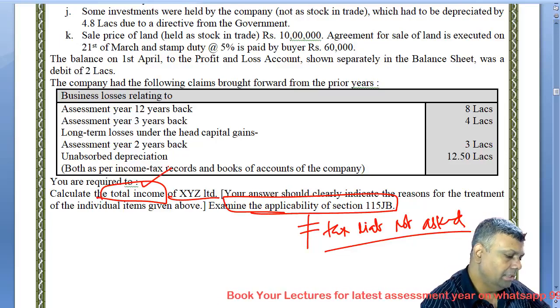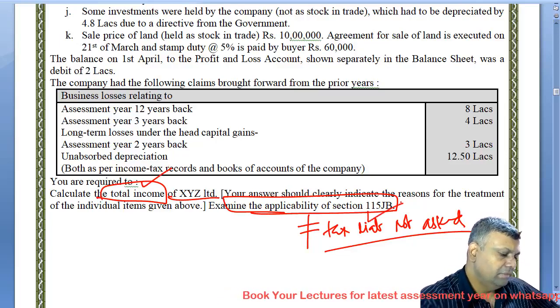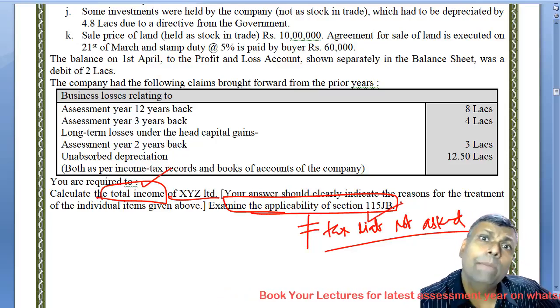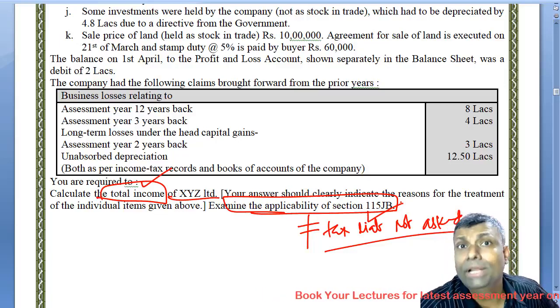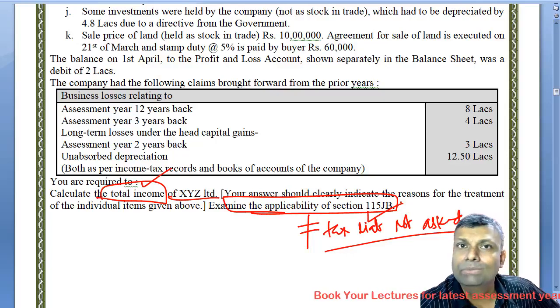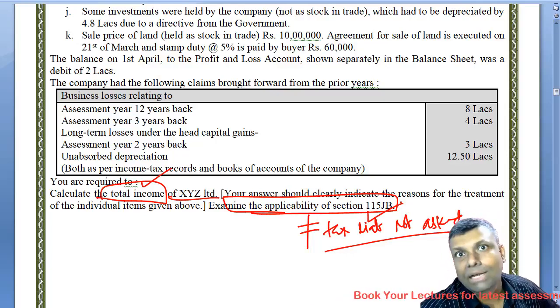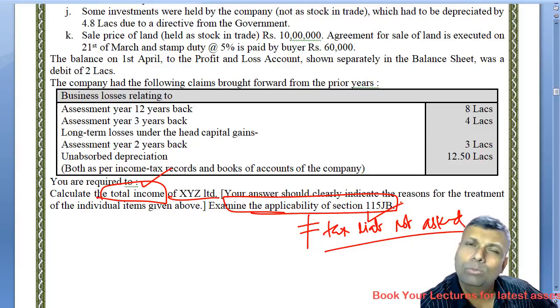But they have asked you total income and they have asked you 115 GB. They have only asked you applicability of 115 GB. Rather, they have not even asked you to do the computation of that. But applicability means you have to do computation only and you have to show it. You cannot write the theory, applicable, not applicable. In the stories you can't write. So you better do computation and show that this is how it is applicable.